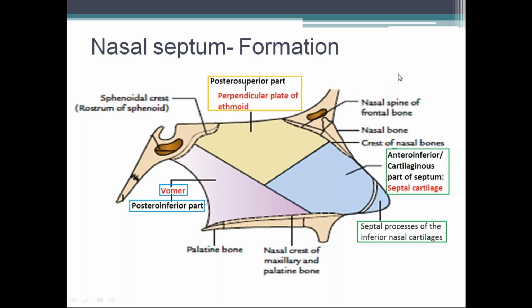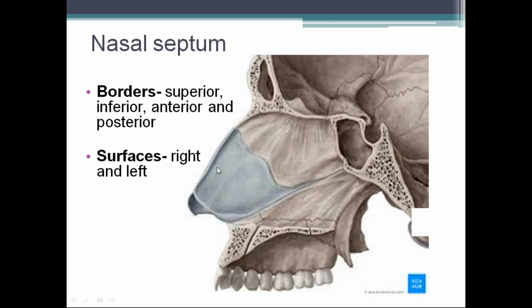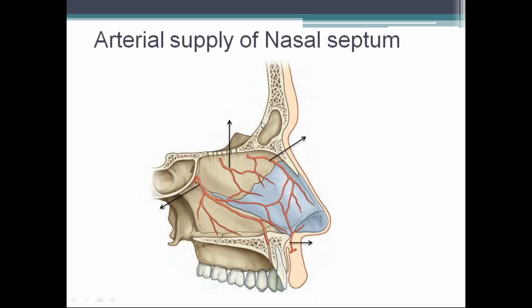Okay, so with this I'll continue on to the next slide. So you can see the nasal septum here. It has a superior border and an inferior border, this is the anterior border, and you have the posterior border also. It has two surfaces, right and left, which are covered by mucous membrane and lined by ciliated columnar epithelium. Next we'll go on to the arterial supply of the nasal septum.